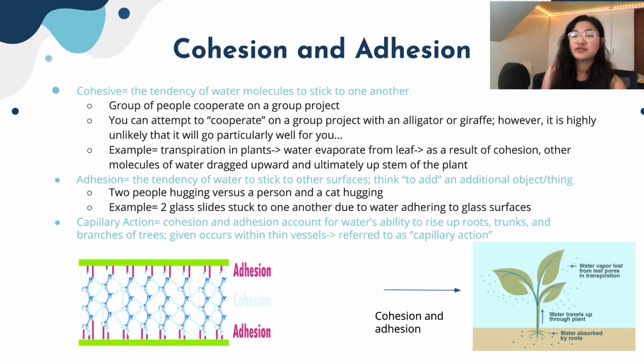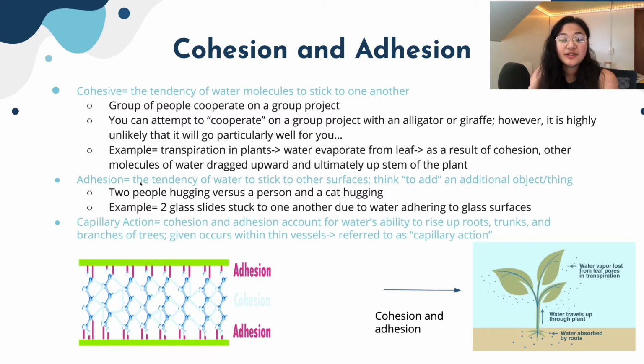An example would be transpiration in plants. Water evaporates from the leaf. As a result of cohesion, other molecules are dragged upward and ultimately up the stem of the plant. So basically, 2 water molecules, they're the same, they're water molecules, attracted to each other. It's water's tendency to be attracted to other water molecules.